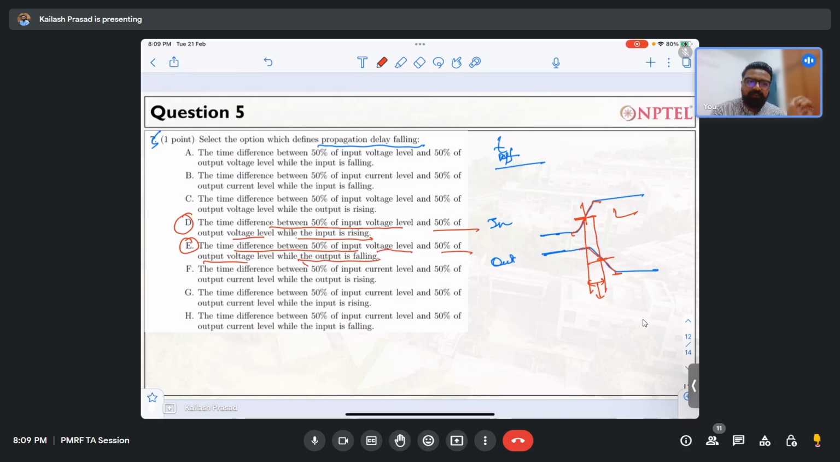Both the statements are the same, yes. Both the statements remain the same in the case of inverter.